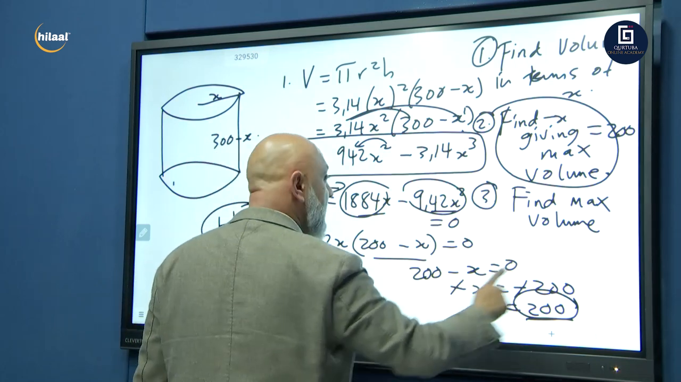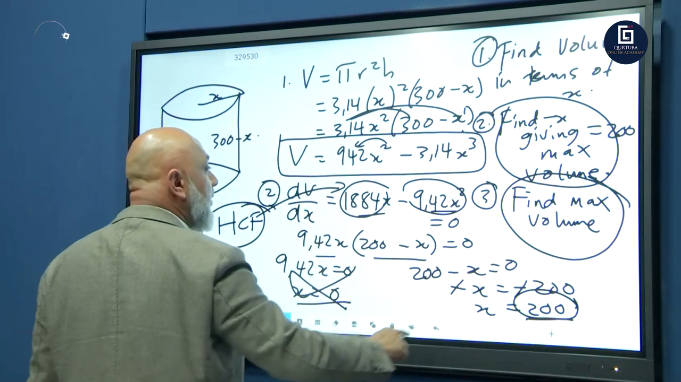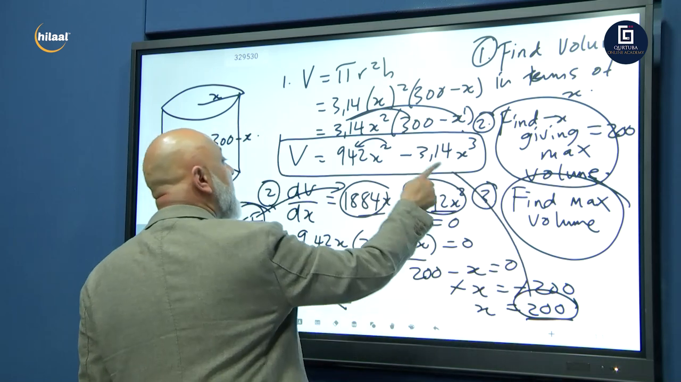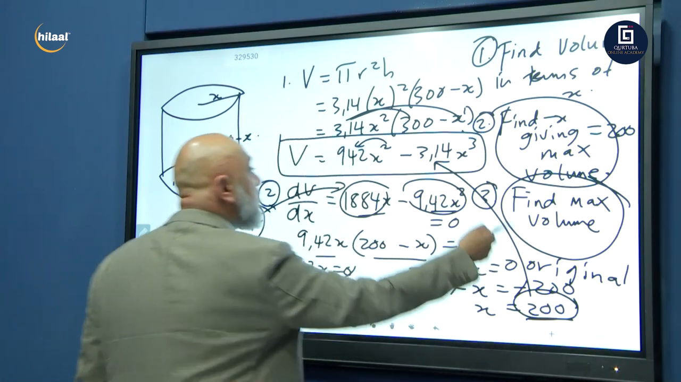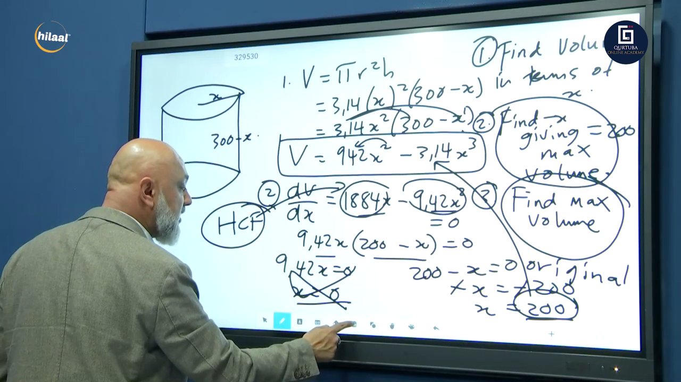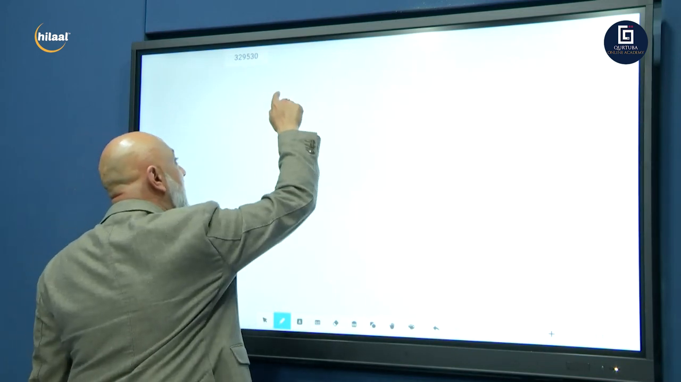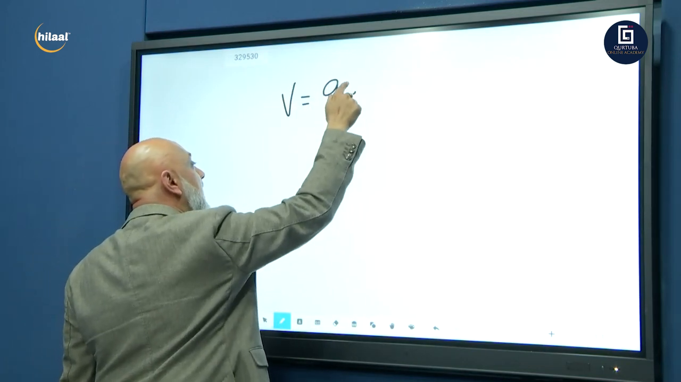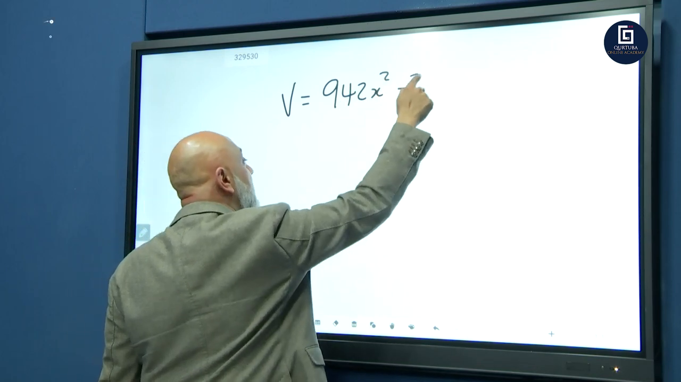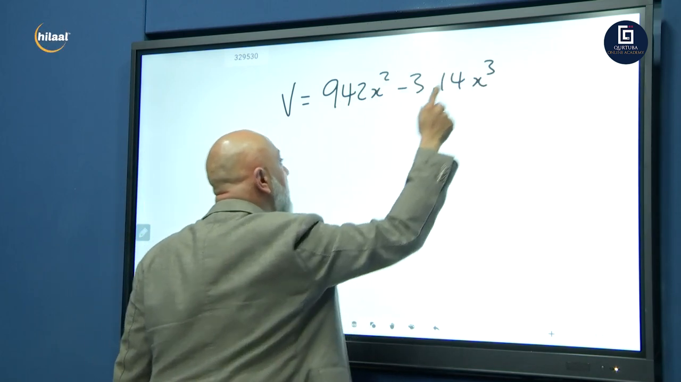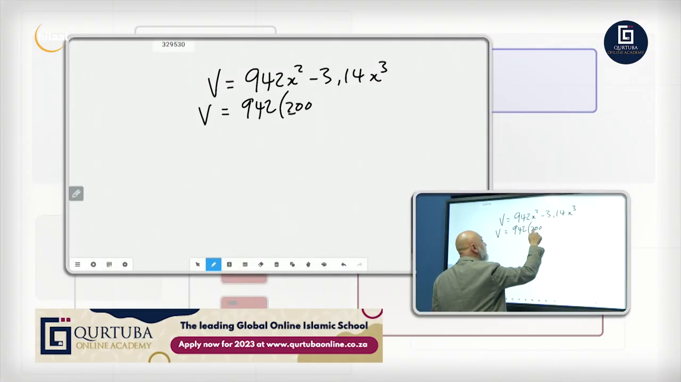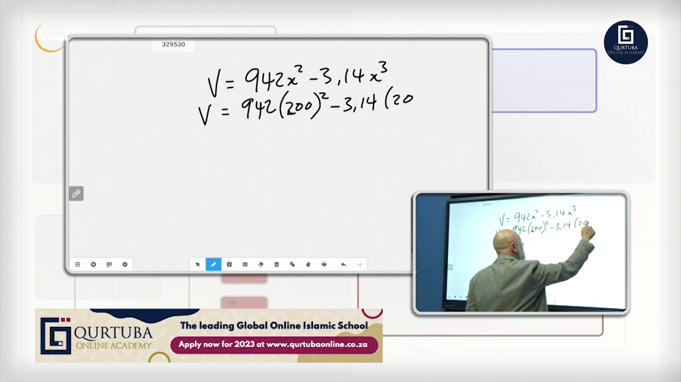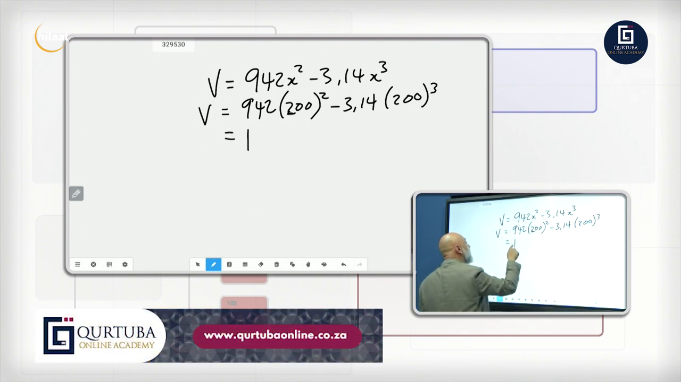Now the last question: find the maximum volume. We're going to take this 200 and substitute it back into the original. We had volume equal to 942x squared minus 3.14x cubed. So volume is equal to 942 into 200 squared, because you found x to be 200, minus 3.14 into 200 cubed.